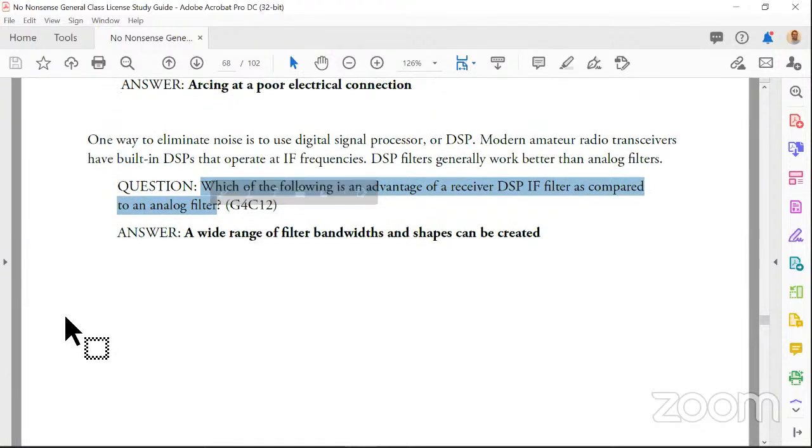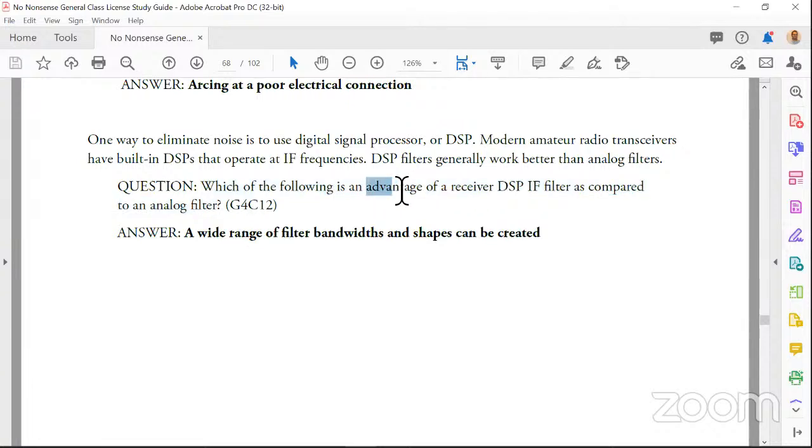Moving along, which of the following is an advantage of a receiver's DSP IF filter as compared to an analog filter? Let's dissect this question. They're asking us about an advantage of one thing over the other, but what are those two things? A receiver's DSP IF filter, digital signal processing intermediate frequency filter. What's the difference between a digital and an analog filter? We said that the DSP has a very nice advantage where a wide range of filter bandwidths and shapes can be created because it's digital, it's done in software.